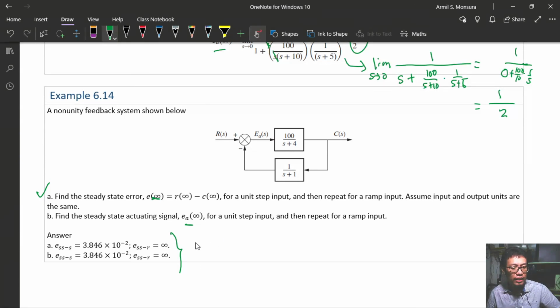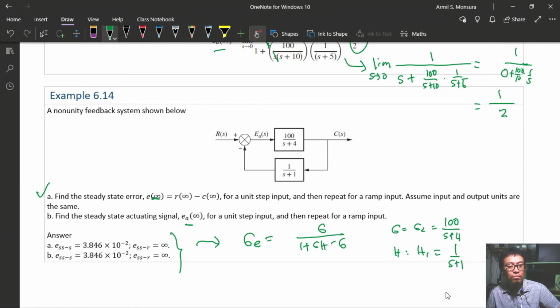Okay. So para sa letter A, you would have to reduce this to an equivalent transfer function. Okay. Na G over 1 plus GH minus G. Okay. And since one naman yung transfer function ng input transducer nyo, that makes it G equals G2, which is 100 over S plus 4. Tapos yung H niyo is H1 simply. Okay, which is 1 over S plus 1. So, ayun. Work on this. Then, makikita nyo na ito yung error niya.